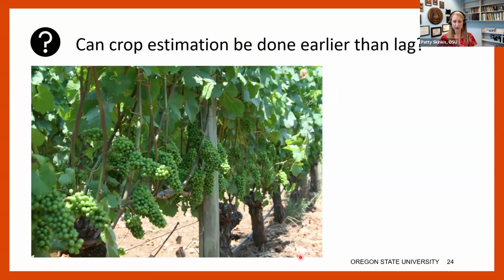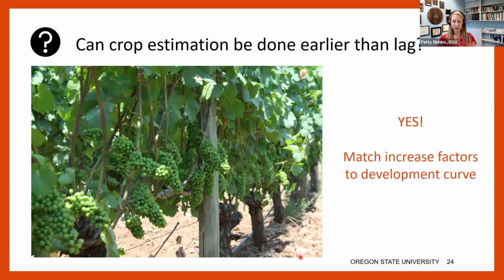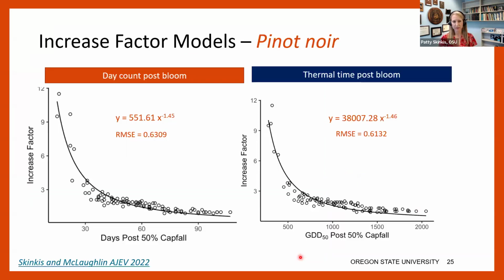But then, after spending all this effort on going in at lag phase and figuring out when it was, we realized that, to be honest, we don't really need to worry about lag, because we can do crop estimation earlier. It can be done, and we can match increase factors to that developmental curve and get a more accurate picture of what is out there than guessing when lag is and then applying a simplistic increase factor.